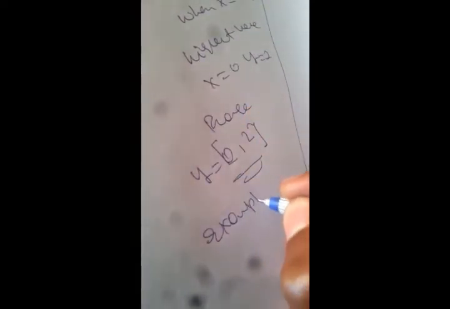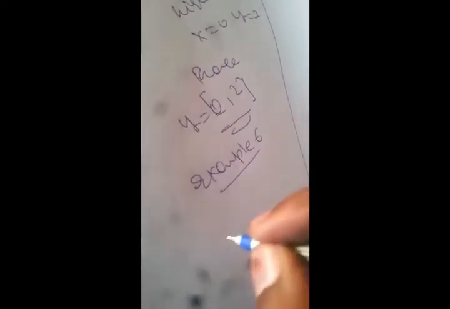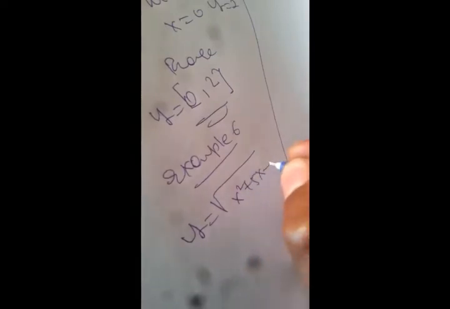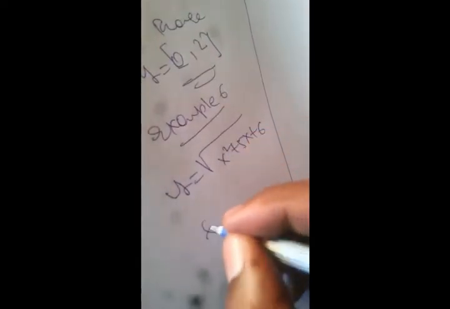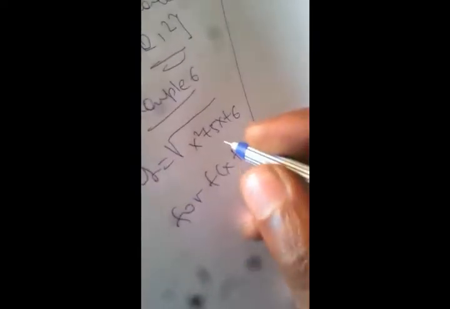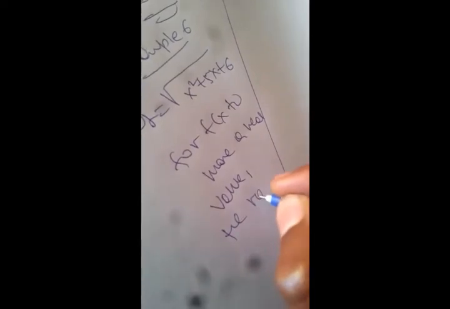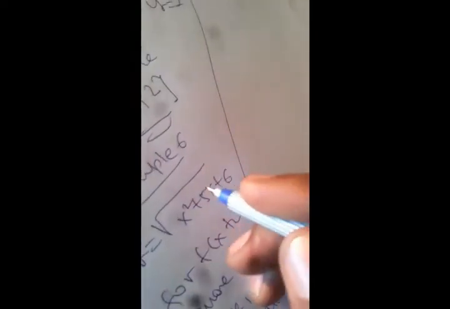Our last example will be example 6. Example 6 is given by y equals the square root of x squared plus 5x plus 6. And we know something. For f of x to have a real value, the radicand, the expression under the square root, must be greater than or equal to 0, and our radicand is this, x squared plus 5x plus 6. Therefore, x squared plus 5x plus 6 must be greater than or equal to 0.